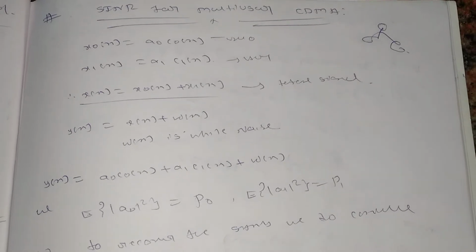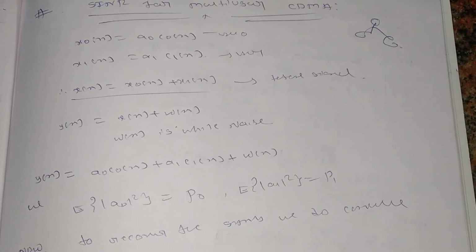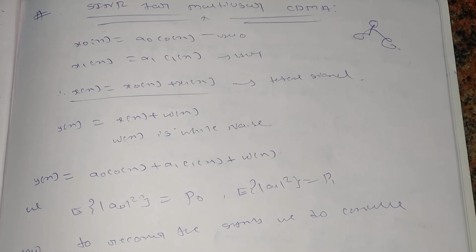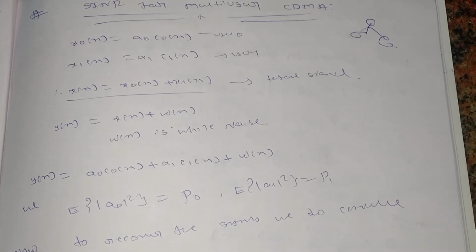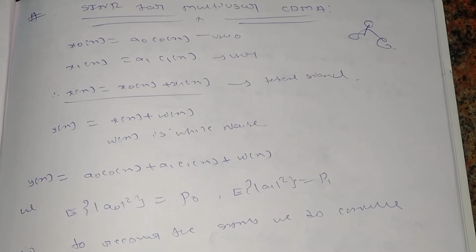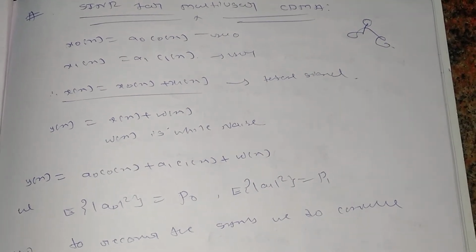So today our aim is to know about signal to interference noise ratio for multi-user CDMA. I will be deriving the total derivation here. First I will explain what is meant by multi-user CDMA and why there is interference, right?